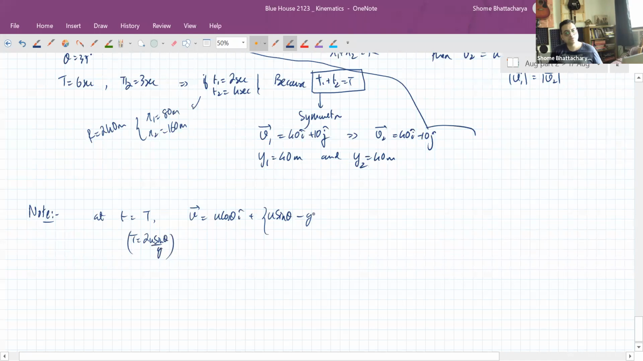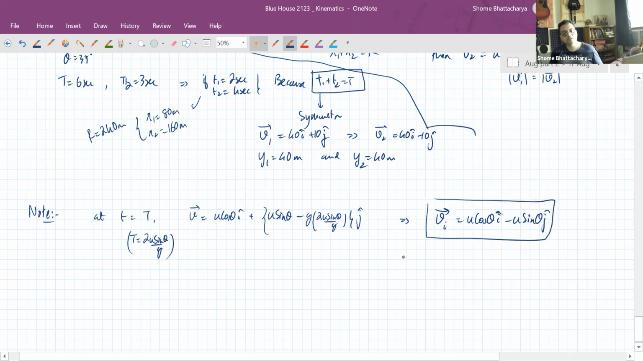So this will be 2u sin theta by g. Not surprisingly, it is just minus u sin theta. So the impact velocity, which we can write with the symbol vi, is u cos theta i cap minus u sin theta j cap. So the impact speed at t equal to capital T is the same as the projection speed, and it's symmetrical in direction also.